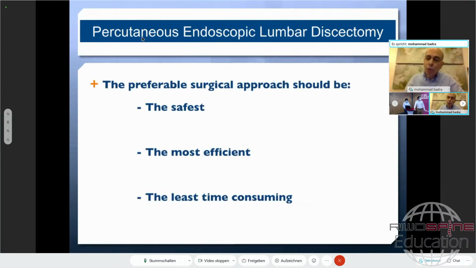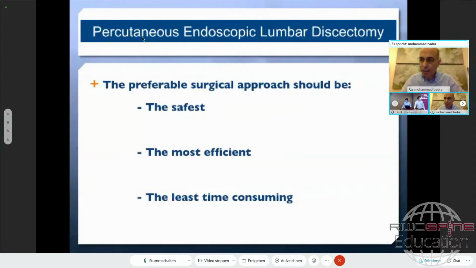So how to choose between interlaminar and transforaminal? Of course, it depends on all these factors, but in my practice, these are the three criteria that I consider. It should be the safest approach in terms of not injuring the exiting nerve root or the traversing nerve root. So if you have a disc hernia at L5S1 and you can do it transforaminally, but you're not experienced and you might risk the L5 nerve root, maybe it's easier to go through the interlaminar approach.